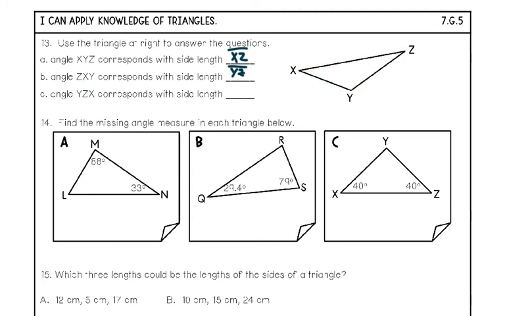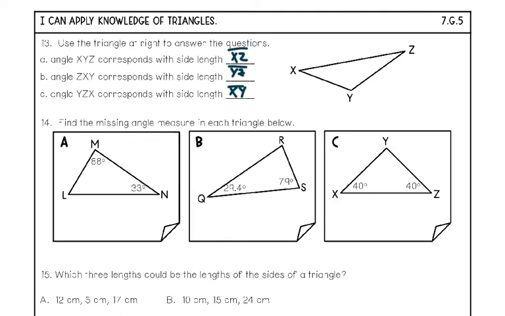All right, and then last one, angle YZX corresponds with the side length across from it. It's almost like shining a flashlight onto this line. This line is XY. So I write XY, doesn't matter what order, as long as you put a little line on top of it.